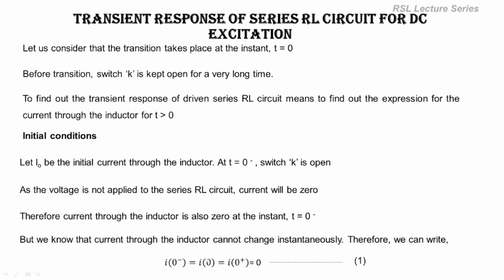i(0) means the instant at which the switch is closed. i(0 minus) means the instant just before closing the switch, and i(0 plus) means just after closing the switch, immediately after closing. Let this be equation number 1.